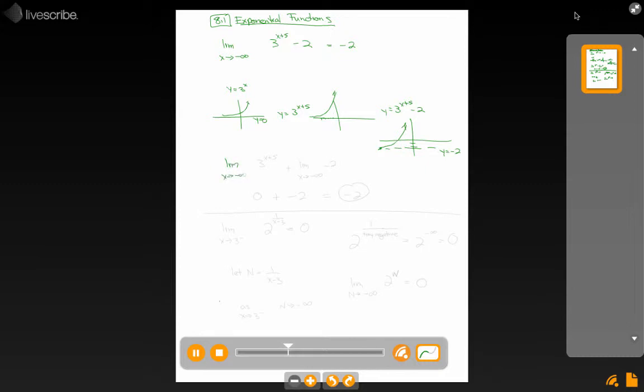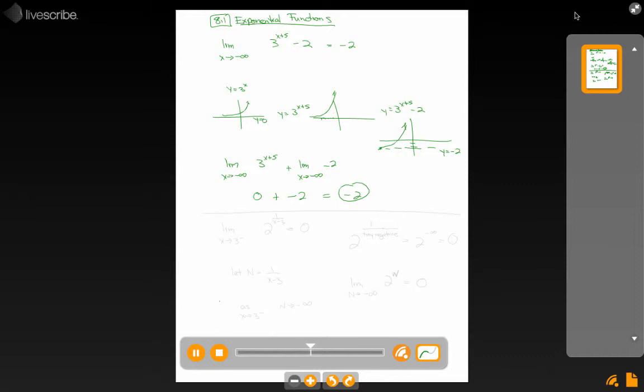x approaches negative infinity of 3 to the x plus 5 plus the limit as x approaches negative infinity of negative 2, separated into two pieces. This first one is you put in huge negative numbers. You have 3 to the negative a billion. This approaches 0. There's no x even in this one, so it's negative 2. And you still would get the same answer if you looked at it kind of numerically versus graphically.